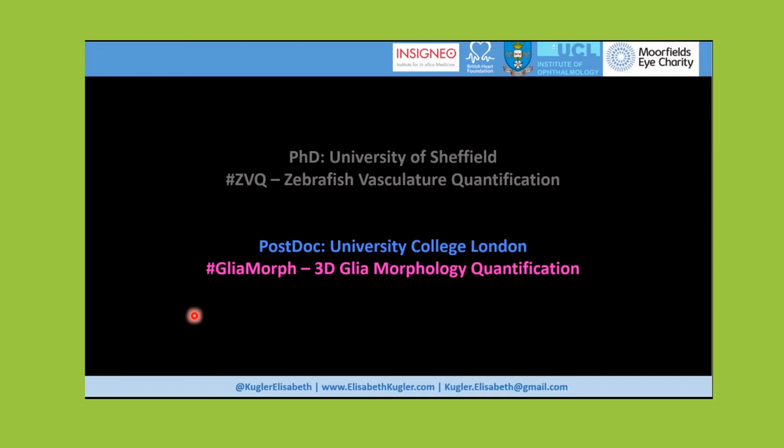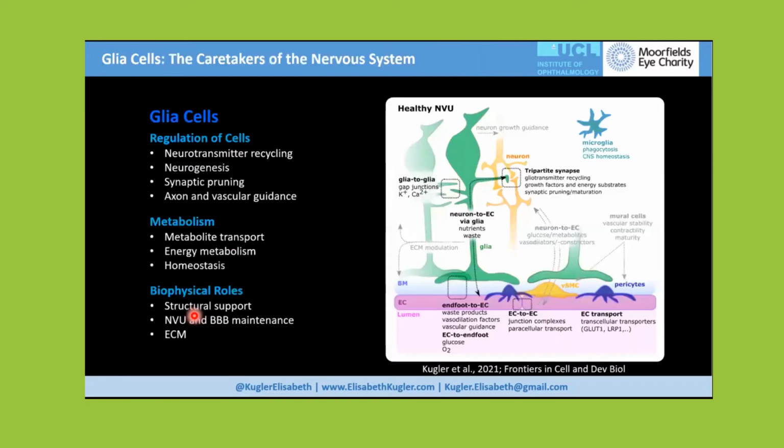So what are glia cells? Glia cells are known as the caretakers of the nervous system. And they fulfill many different roles, from regulating other cells to metabolism, as well as providing structural support. And to fulfill all these different roles, they interact very closely with other cells. So glia cells are shown here in green, and they interact with neurons, neural cells, as well as blood vessels and other cells. And so they're very tightly linked to interacting with other cells.